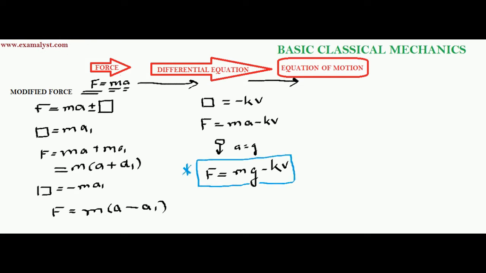Now we'll look at the physical interpretation. When you have force equals mg, it means the ball is falling under gravity freely. So this equation actually represents a free fall.